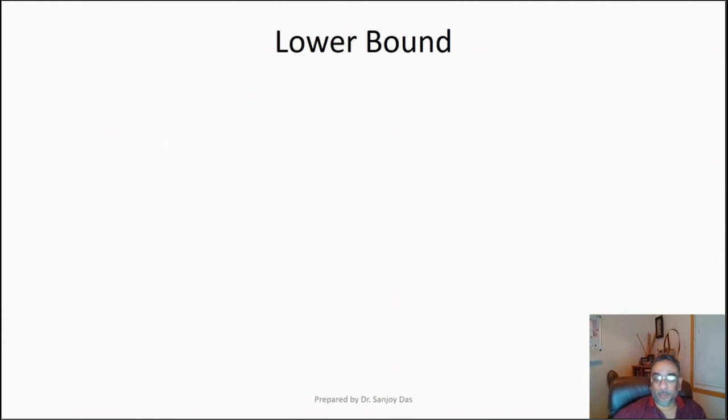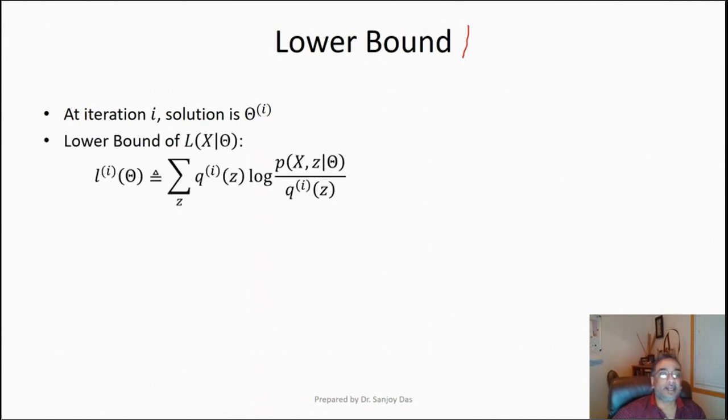Now we proceed to derive an expression for the lower bound of the likelihood L(x given theta). At any iteration i, the solution is theta^i, and the lower bound of the log likelihood L(x given theta) is this. L_i(theta) is the lower bound at iteration i, and that's equal to the summation over all values of the hidden variable z of Q^i(z) log of P(x, z) divided by Q^i(z). So this is the lower bound estimate of L(x given theta) at any iteration.